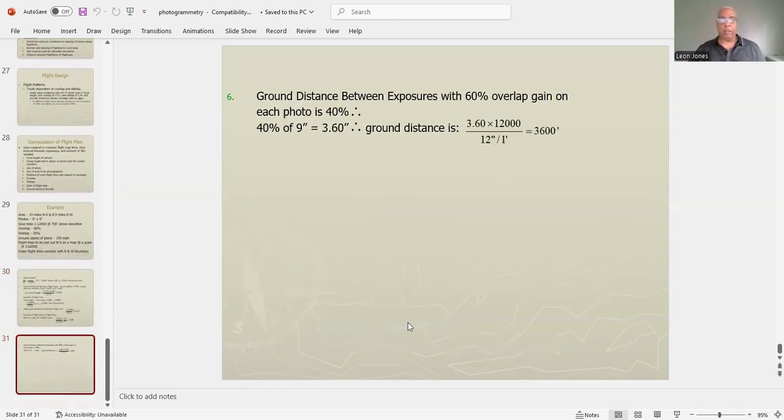And finally, ground distance between exposures with 60% overlap, the gain on each photo is 40%. So 40% of 9 inches is 3.60 inches. And then ground distance is 3.60 times 12,000. Also going to convert every number from inches to feet, and then you're going to get 3,600 feet.